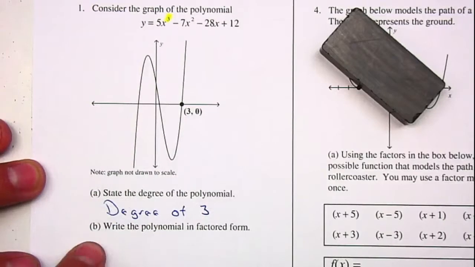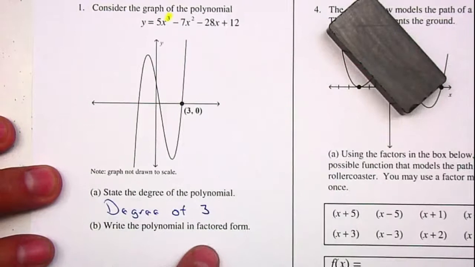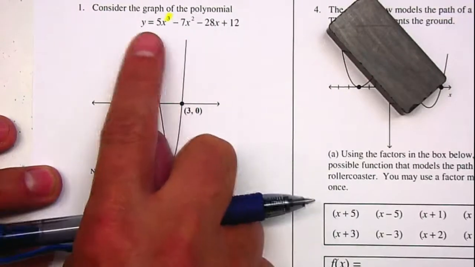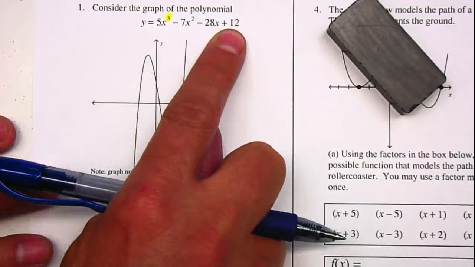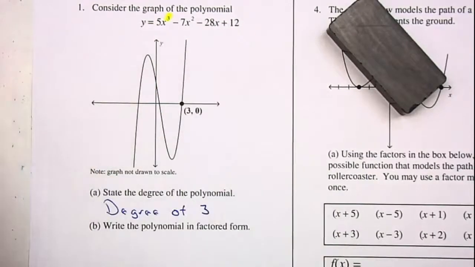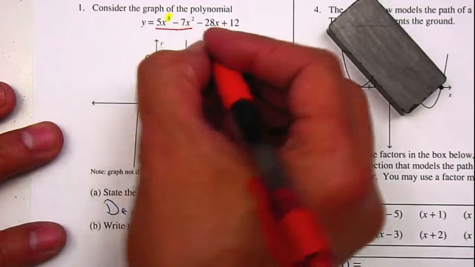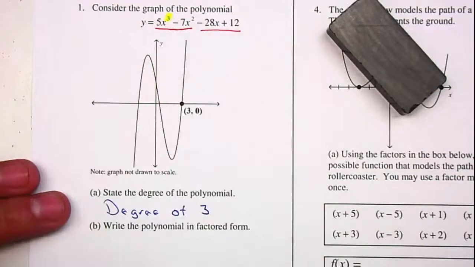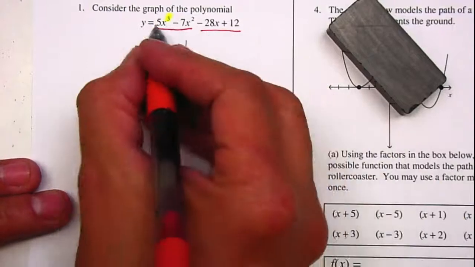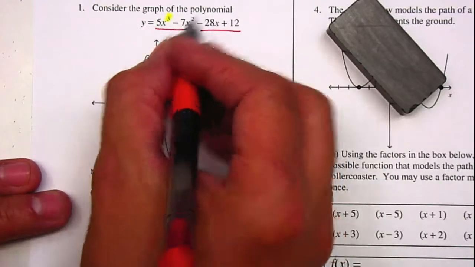Now letter B. Write the polynomial in factor form. To be able to write in factor form, we can first try to see if we can factor this out. We have 1, 2, 3, and 4 terms. So therefore we're going to be doing it by grouping. Whenever you have 4 terms, we do it by grouping. We group the first 2 and the second 2. So what can I factor out of those 2? Nothing divides 5 and 7.